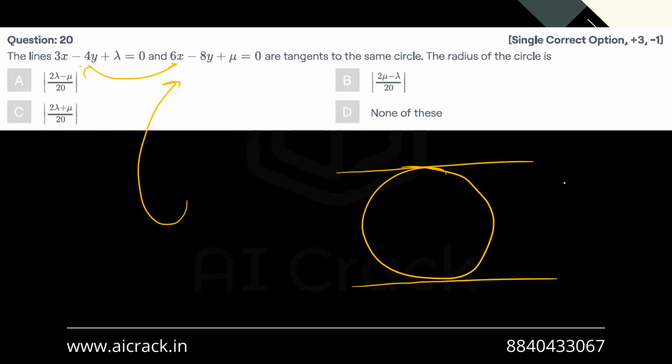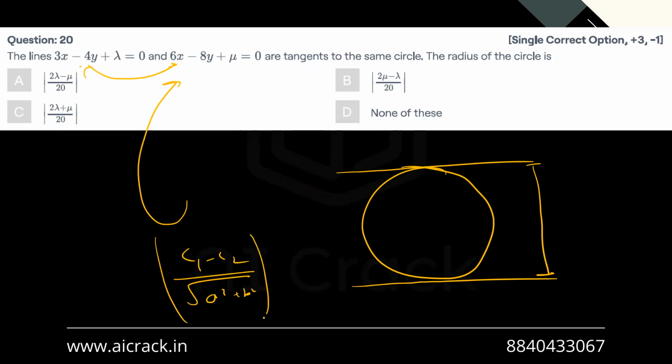Now we know that the distance between two parallel lines is modulus of (c1 minus c2) divided by under root a square plus b square. Okay. So for that the coefficients should match over here. So we have to write 3x minus 4y plus mu by 2 equals 0. Or you can just multiply by 2 over here, whatever way you prefer. So let's do the other way. Let's multiply by 2 over here. That becomes 6x minus 8y plus 2 lambda equals 0.